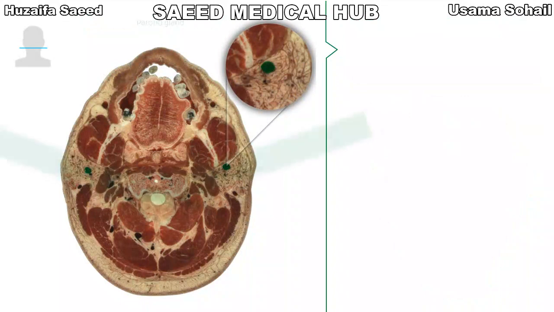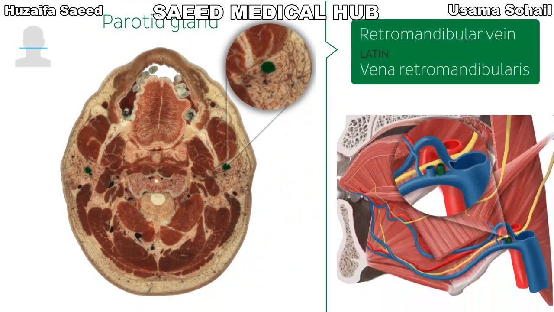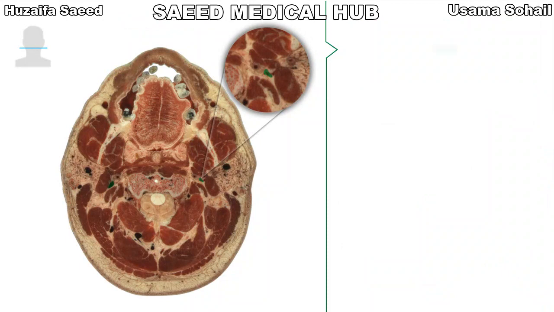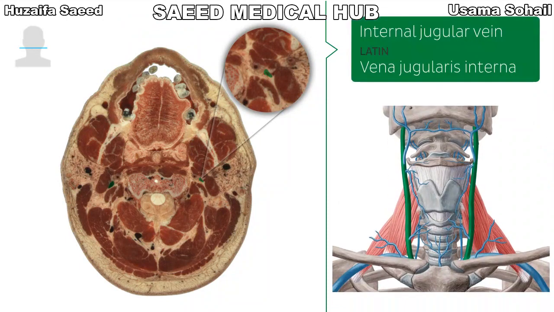Within the parotid gland, and quite easy to distinguish, we can see another vein, which is the retromandibular vein. This vein is formed by the union of the maxillary and superficial temporal veins. Finally, the last vein that we're going to see in this section is the internal jugular vein, which is located posterior to the medial pterygoid muscles and medial to the parotid glands.